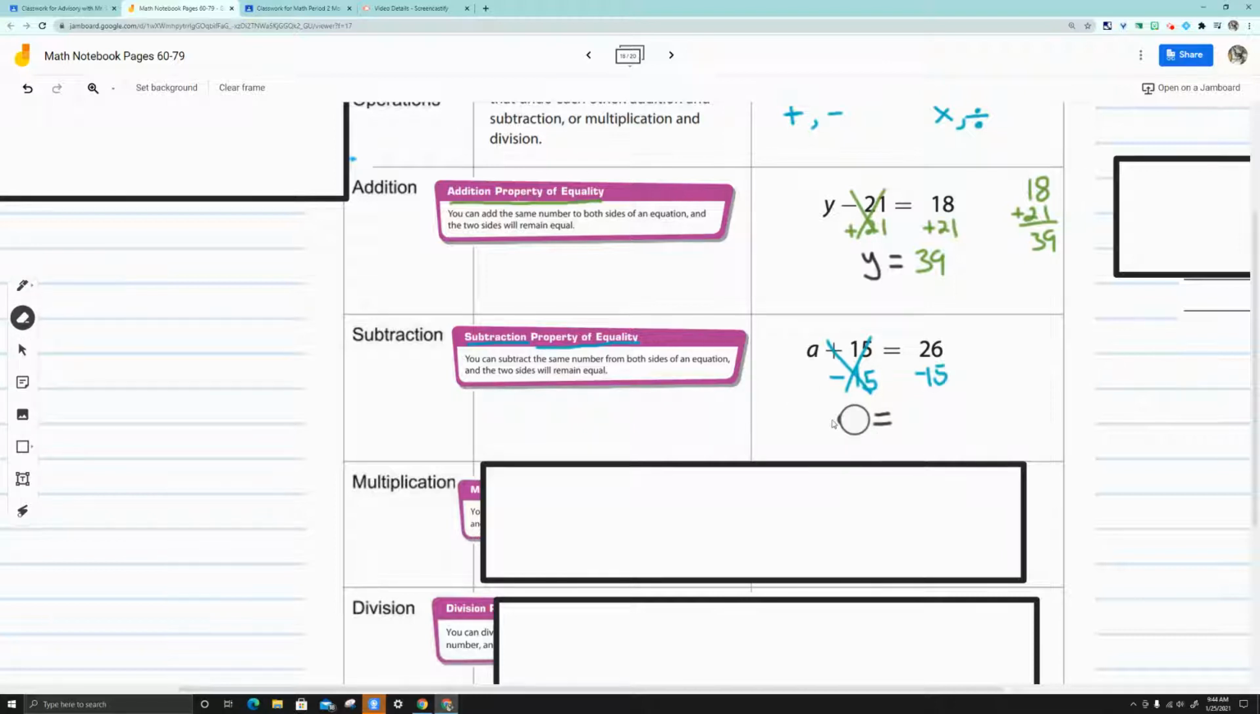And then I still have to solve 26 minus 15. So I'll do that over here. 6 minus 5 is 1. 2 minus 1 is 1. So a equals 11. Okay, let's move on to multiplication.